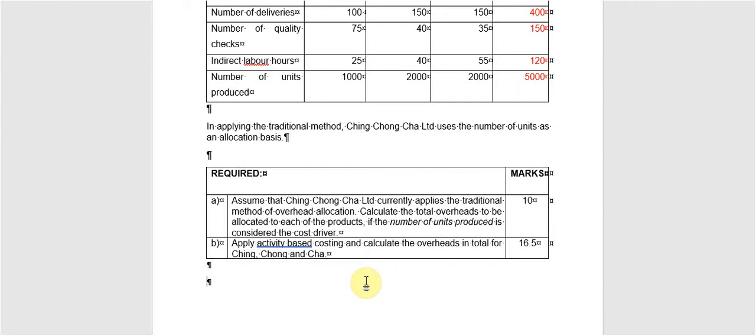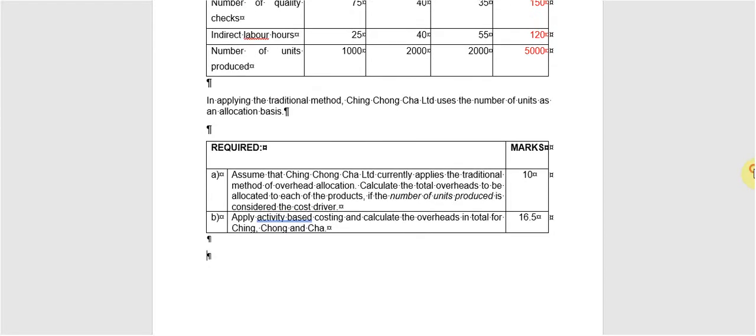So what is the mathematical approach in ABC costing? It is that each type of overhead will have its own cost driver calculation, and then we will allocate it based on that rate to the products.